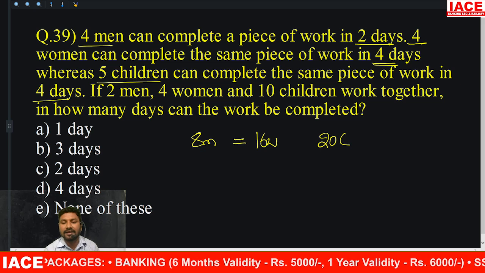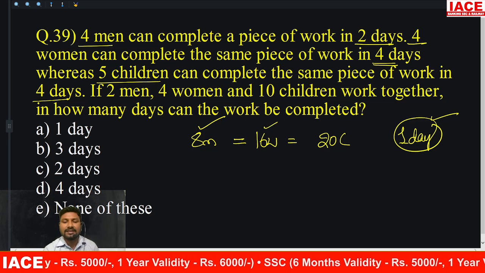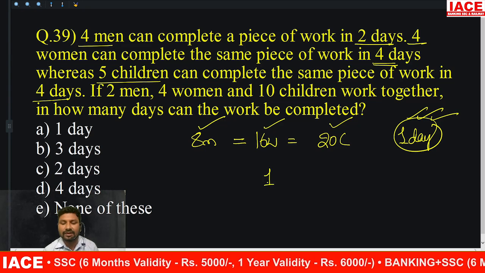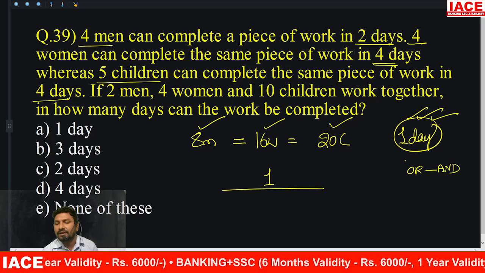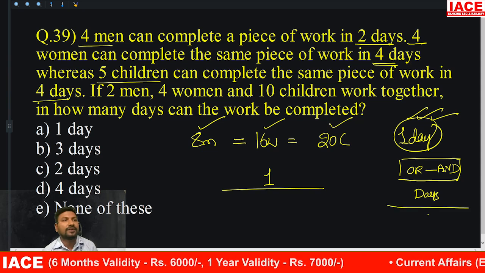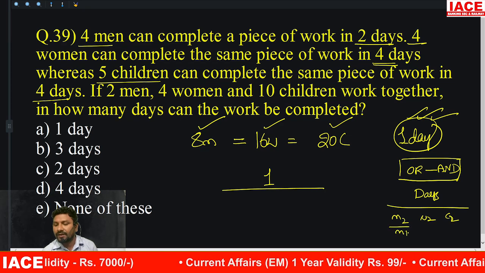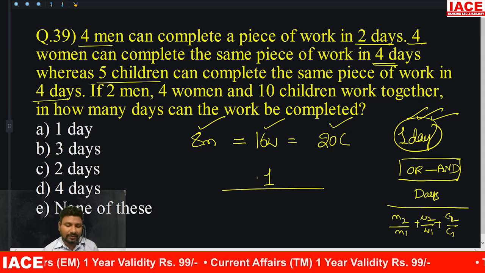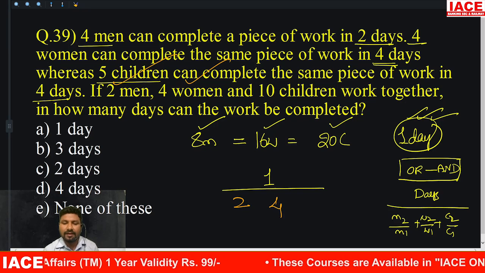These all are completing a work in how many days? 1 day. 8 men, 16 women, 20 children complete a work in 1 day. This is a 1 day work only. And we have one method to identify the answer, the M and W combination. How do you write? Days by, M2 and W2 and C2 by M1 and W1 and C1. For this purpose we can use this method. Then 1 day work we are assigning to 2 men, 4 women and 10 children.